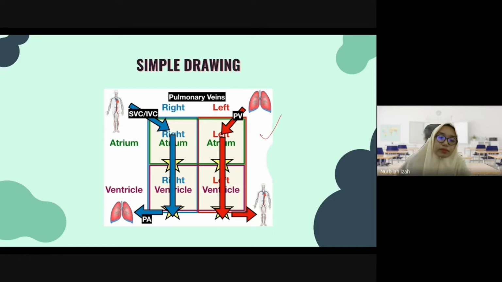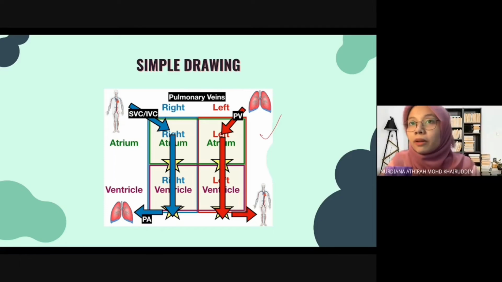Now we know that the heart consists of 4 compartments. First you need to draw a square and divide it into 4 parts: right atrium, left atrium, right ventricle, and left ventricle. On the right there will be a vena cava, and then this will be the pulmonary vein, pulmonary artery, and also the aorta.